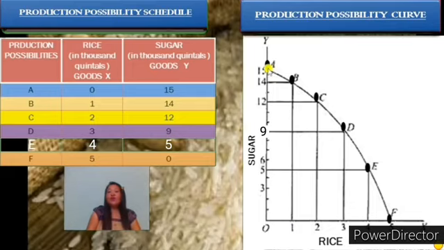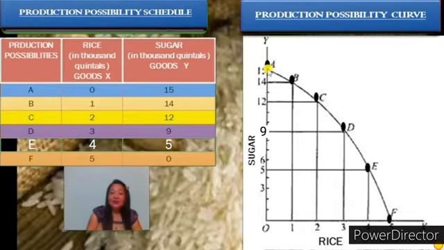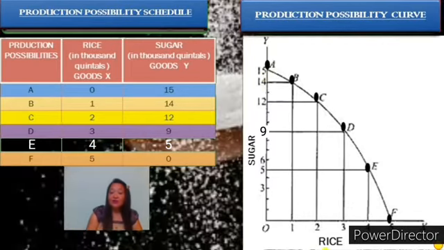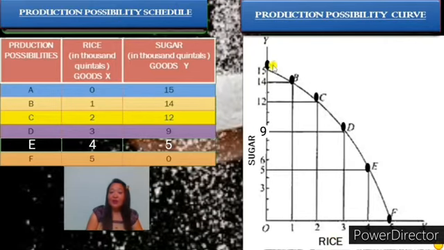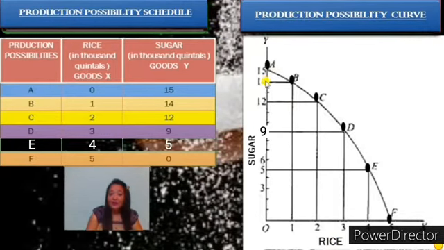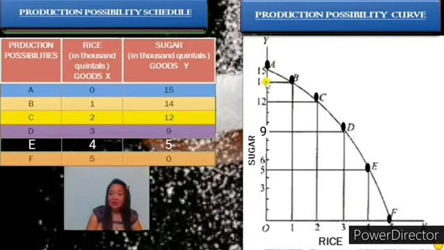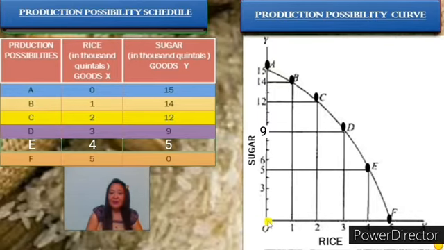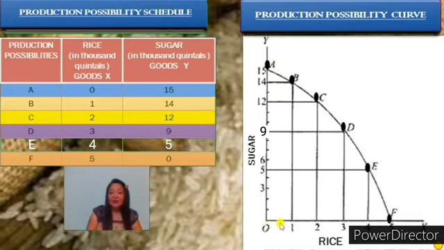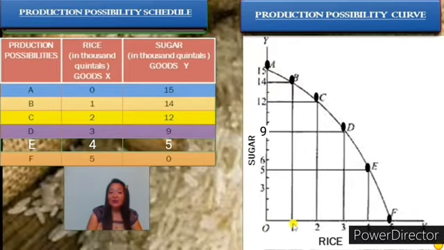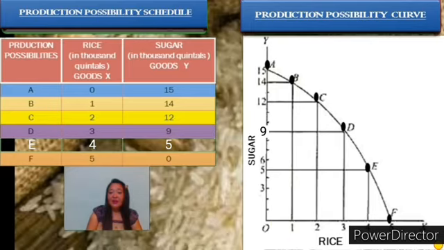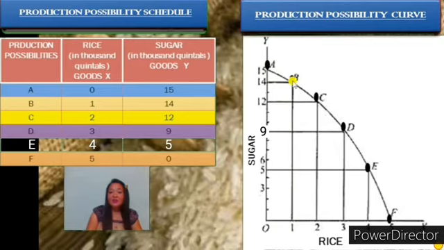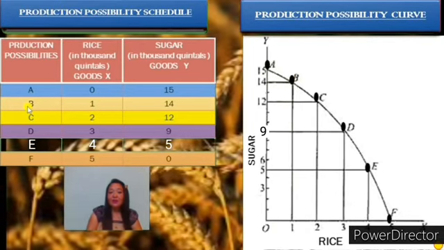Now, if you reduce a little production of sugar and allocate a little fund in the production of rice, then what will happen? Your production of sugar will fall. It will reduce to 14 units here. These are all assumptions. It will fall to 14 units, but the production of rice will rise to 1 unit. So when we join 14 and 1, we reach here, and this is the point formed from combination B.